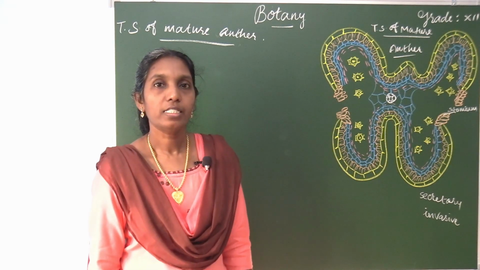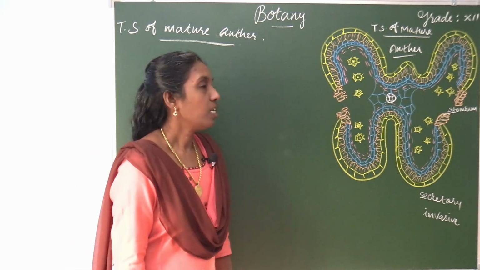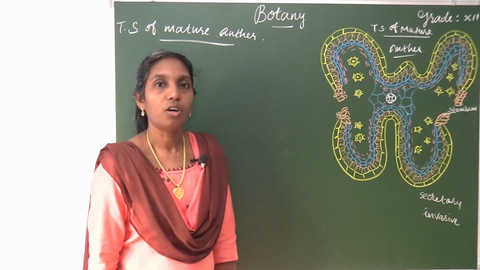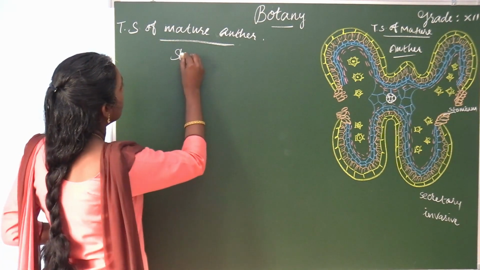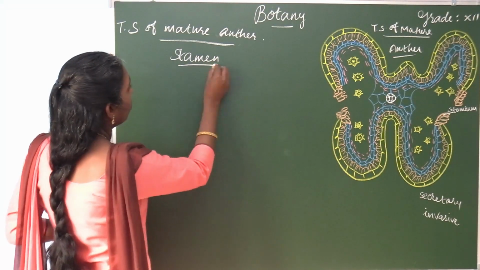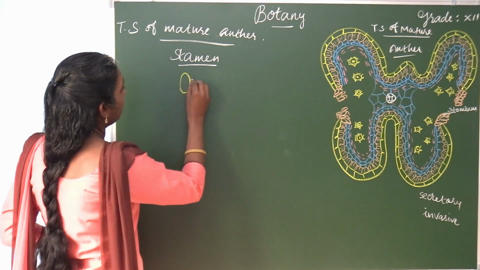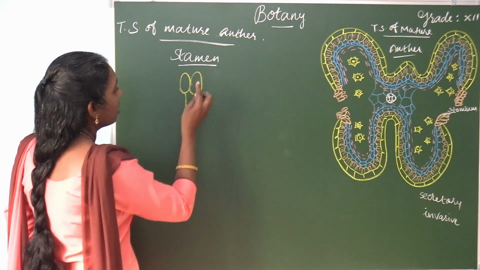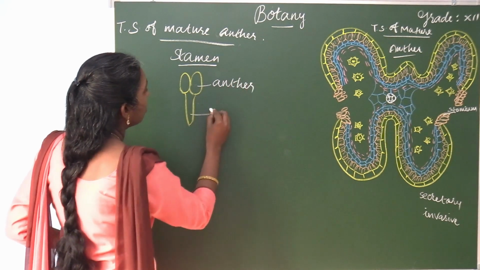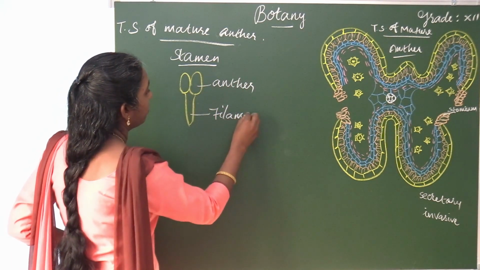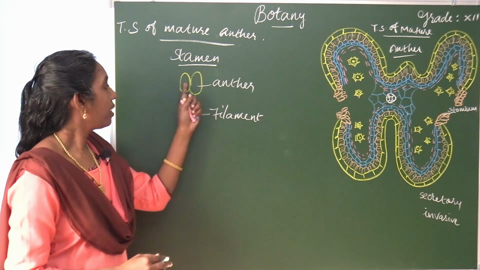Let's begin today's class with TS of mature anther. TS is the transverse section of anther. You know the structure of stamen: stamen possesses anther and filament. This is the anther and it is filament. Now this stamen consists of anther and filament.